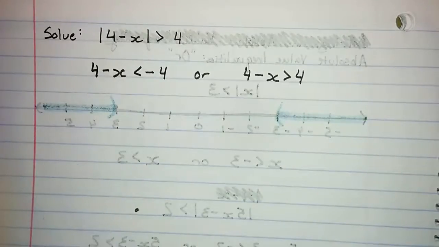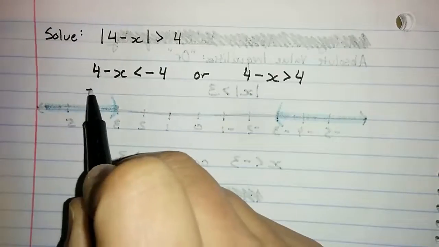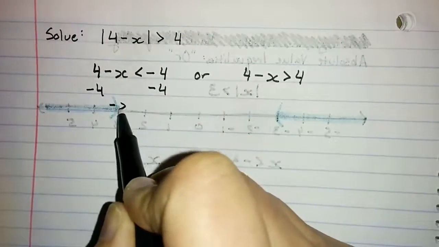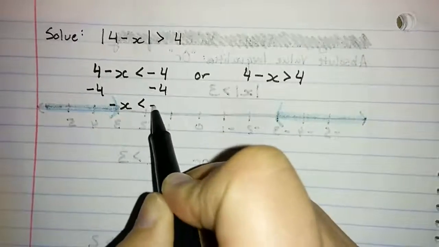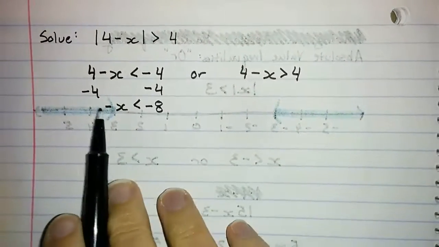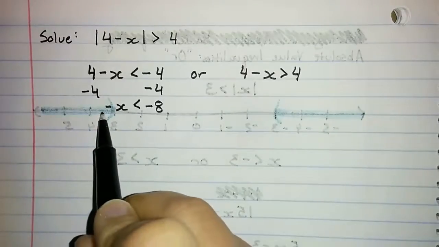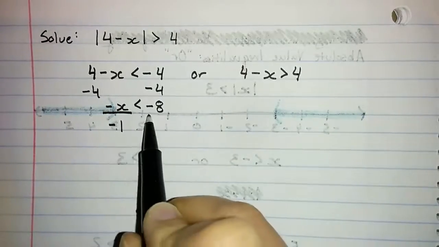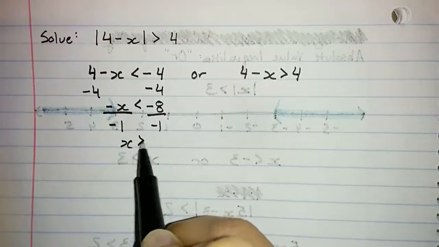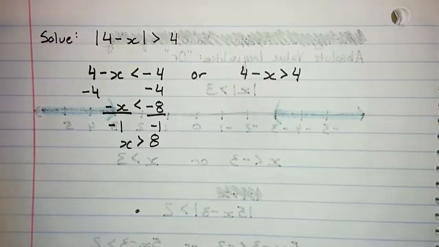Right, so what do we need to do to get x by itself? Over here we'll subtract 4. Negative x is less than negative 8. Now what do we have to do? We need to get rid of this negative sign by dividing both sides by negative 1. We'll get x is greater than positive 8.